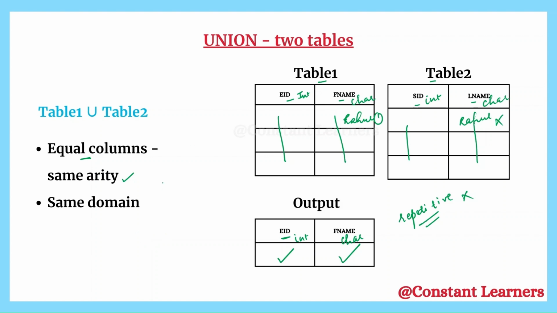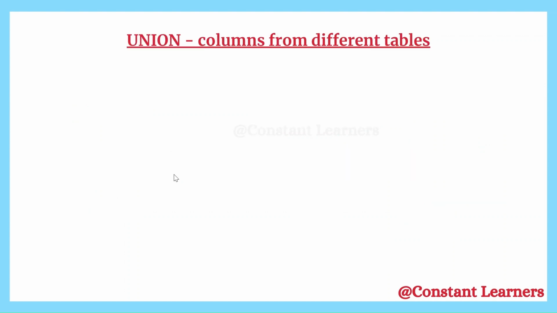And the columns must have the same domain. That is, an integer column can be combined only with an integer column. The char column will only be combined with a char column. The union of two columns with different domains will not be possible due to structural mismatches. Moreover, if it is not feasible to have two tables with the same structure, we can use the union operation to combine different columns from different tables.